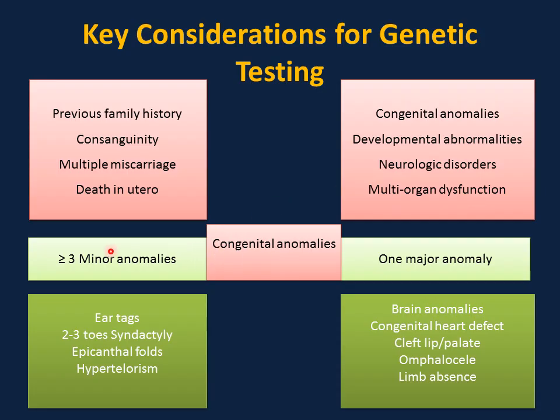Congenital anomalies can be either minor anomalies or major anomalies. If you have three or more minor anomalies, it's worth doing the genetic testing, like ear tags, two to three toe syndactyly, epicanthal folds, hypertelorism. Or one major anomaly is enough to do the genetic testing, like brain anomalies, congenital heart defect, cleft lip, cleft palate, omphalocele, and limb absence.